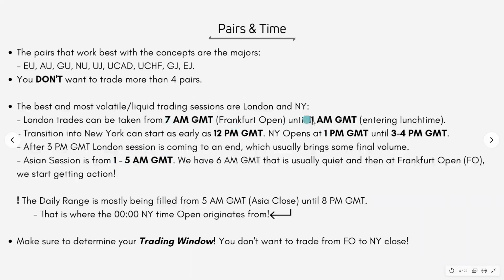And then this is from 7 till 11 GMT. This is entering lunchtime. And we don't really want to be opening too many trades at that time because the market starts to slow down. It starts to consolidate a little bit. And it's potentially transitioning into New York.